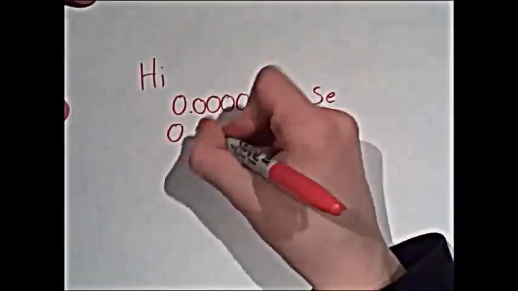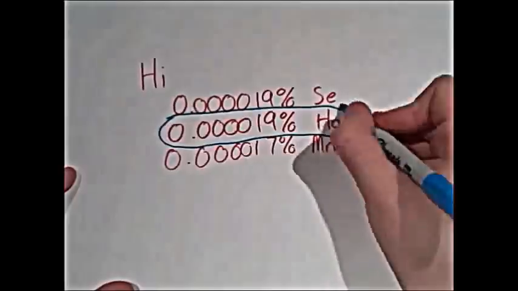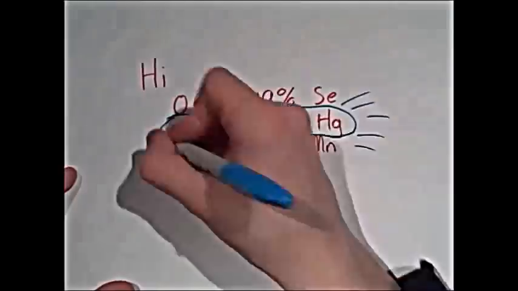Hi, I'm made up of 0.0000019% mercury, and this is Es, Einsteinium.